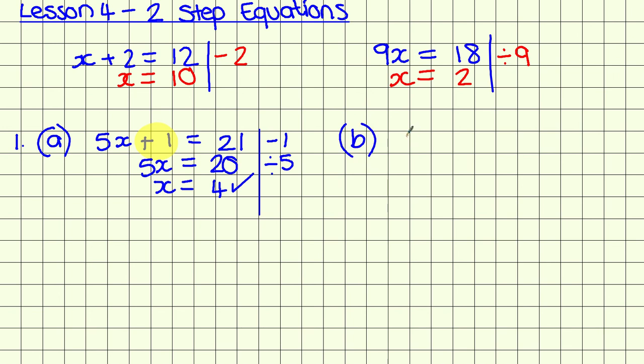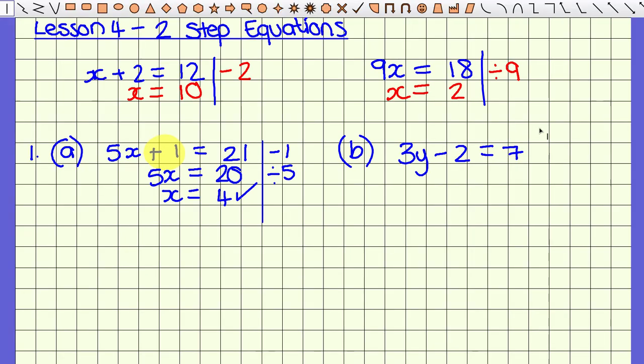Okay, second one, part B, 3y minus 2 equals 7. So take a wee note of this and draw your method line.